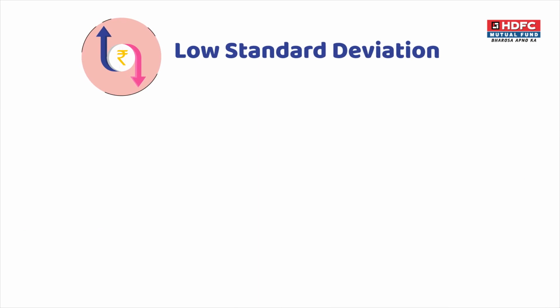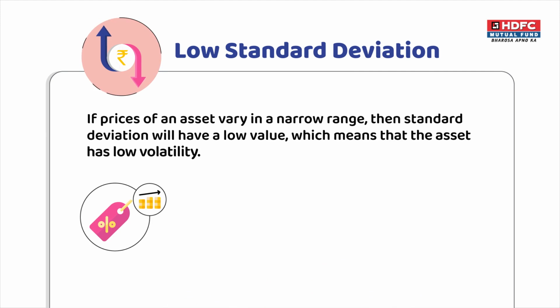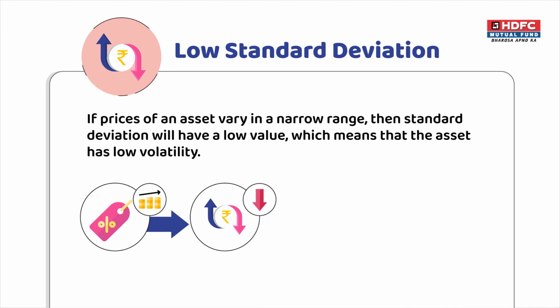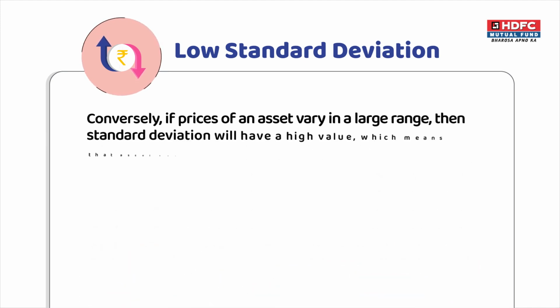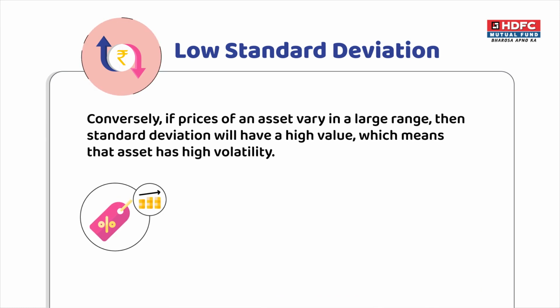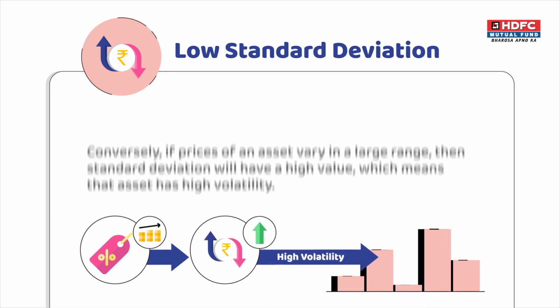Low standard deviation. Standard deviation is used as an indicator to measure market volatility, that is, measuring how widely the prices of an asset are dispersed from the average price. If prices of an asset vary in a narrow range, then standard deviation will have a low value, which means that the asset has low volatility. Conversely, if prices of an asset vary in a large range, then standard deviation will have a high value, which means that the asset has high volatility.